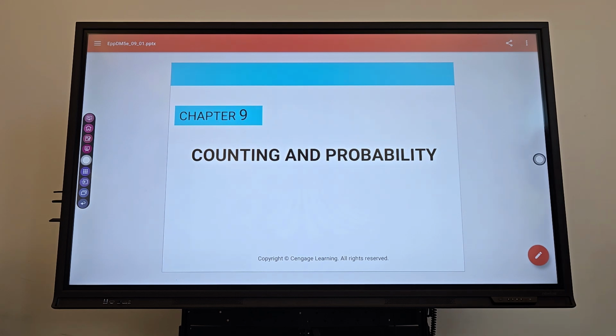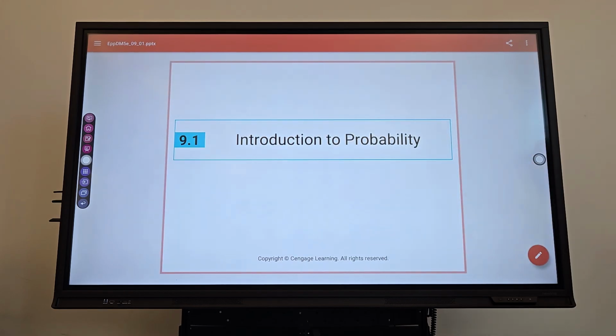So, we begin Chapter 9, Counting and Probability. Introduction to Probability.